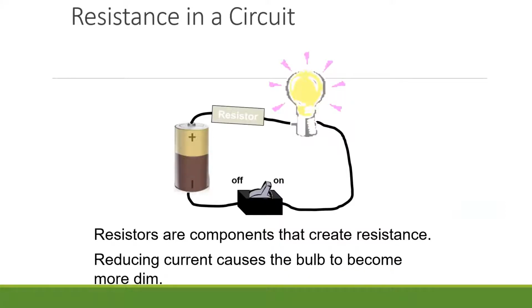So ultimately the electrons can't spend as much energy going through the light bulb. So because of that, the light bulb gets a bit dimmer.